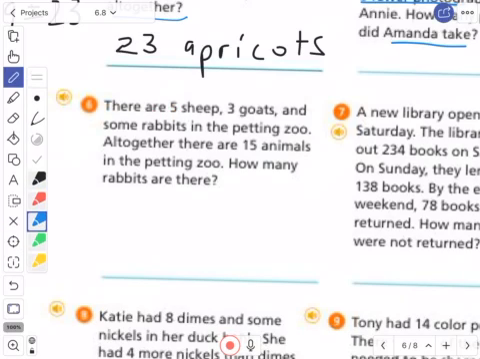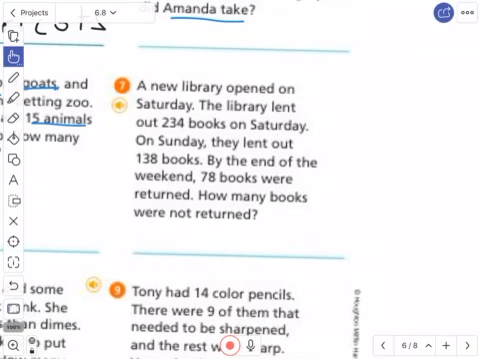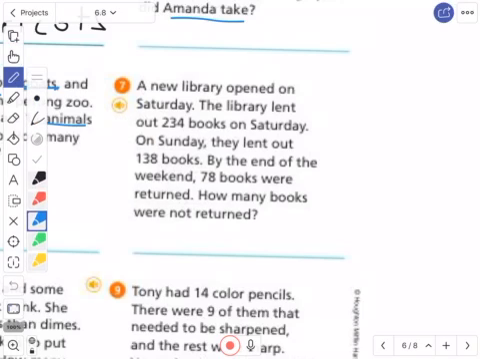There are 5 sheep, 3 goats, and some rabbits in the petting zoo. Altogether, there are 15 animals. How many rabbits are there? Okay. A new library opened on Saturday. The library lent out 234 books on Saturday. On Sunday, they lent out 138 books. By the end of the weekend, 78 books were returned. How many books were not returned? Well, that's a good one.